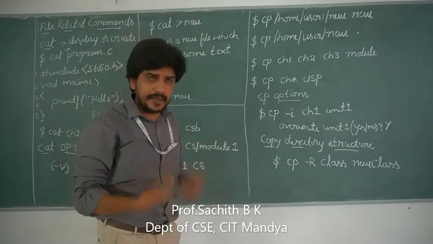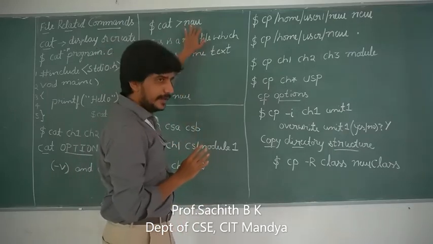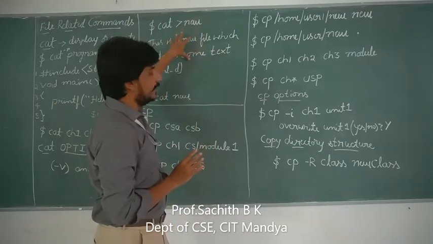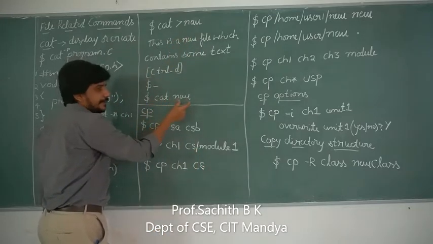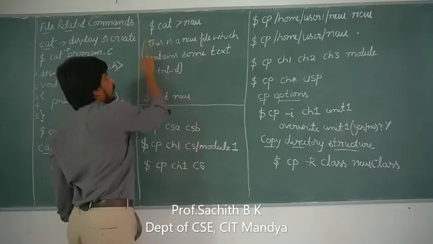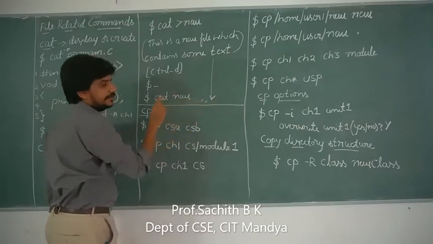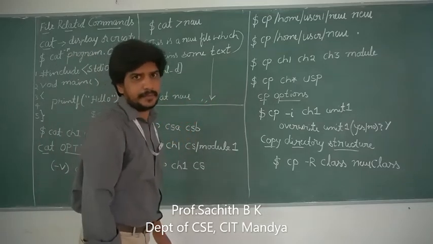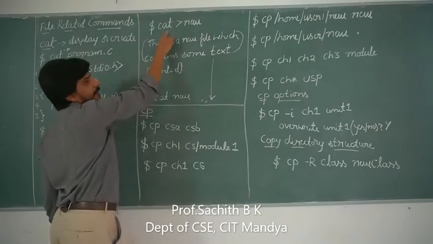So in order to verify whether we have successfully created the file new and also it has this particular contents, we can again give cat new. When you give cat new, it will display this content. This is a file which contains some text. So this is how you can create a file with the help of cat command.